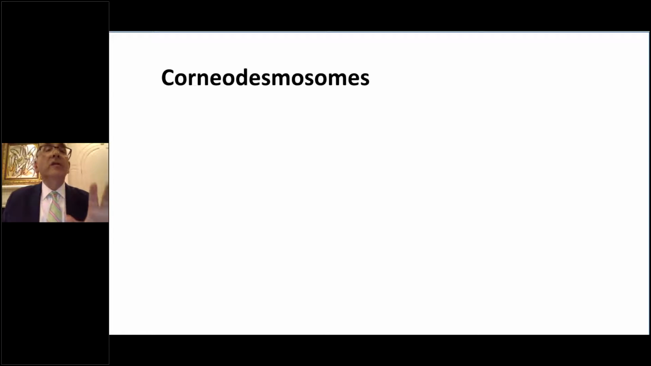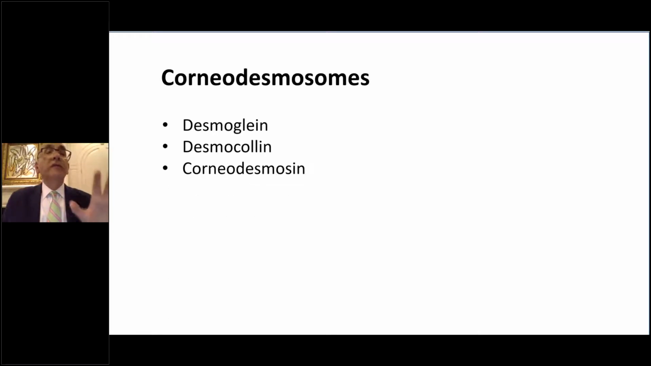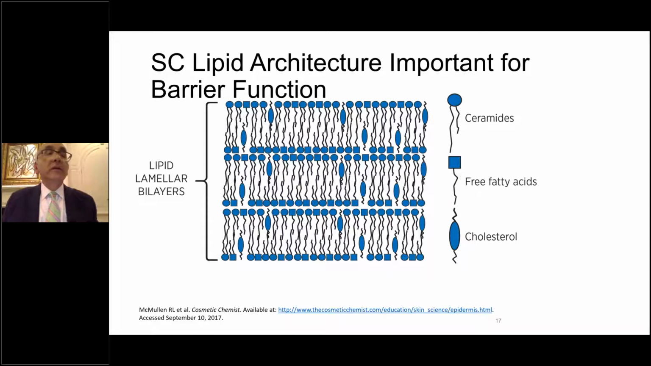Now, let's take a look at the corneodesmosomes. Remember, those are the nails, but they are formed of different components: desmoglein, desmocollin, and corneodesmosin. And that is going to become very important again when we consider the acidic pH of the skin.